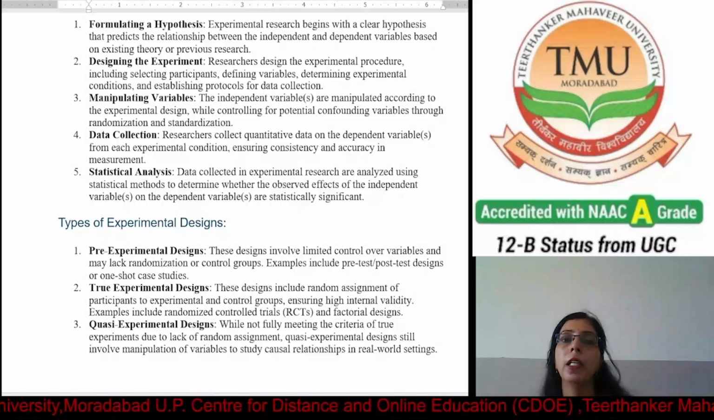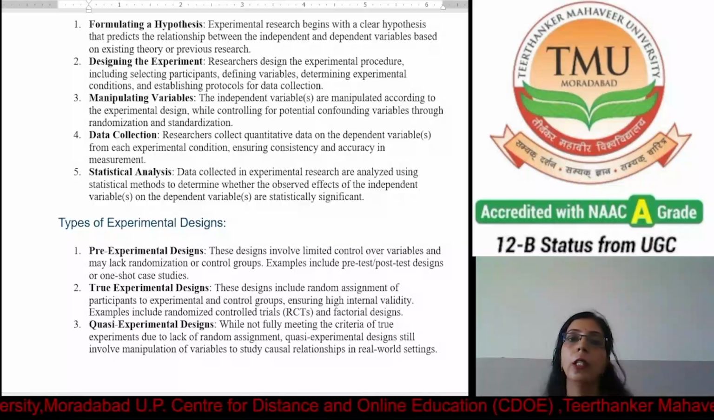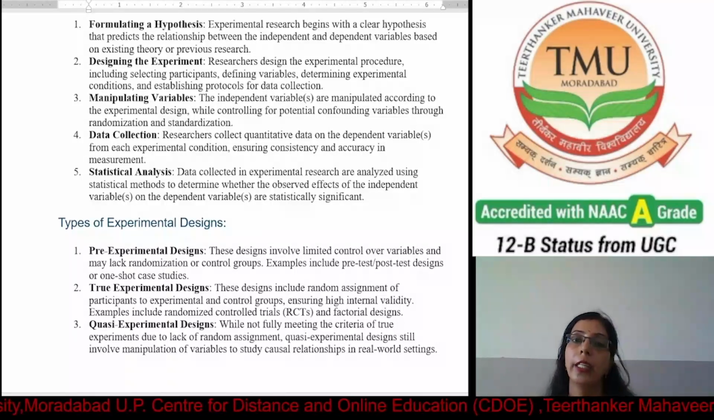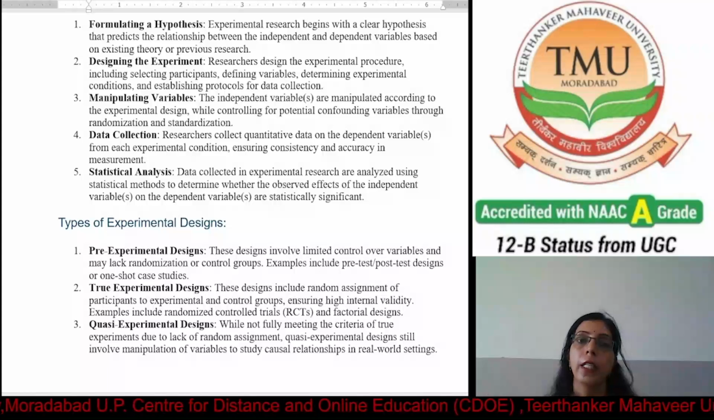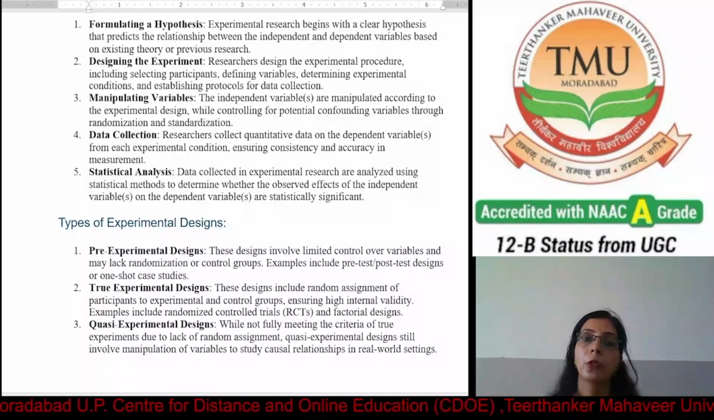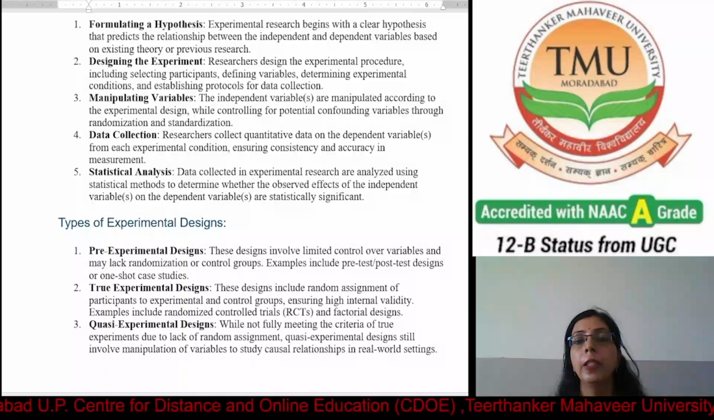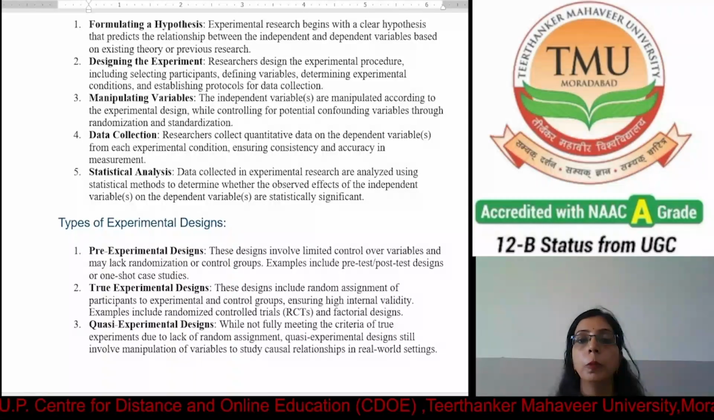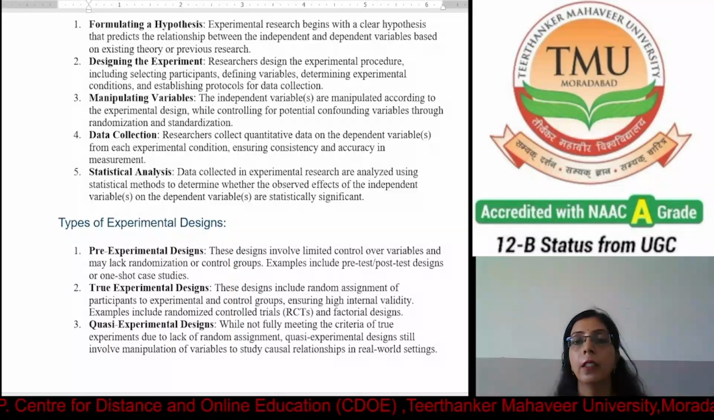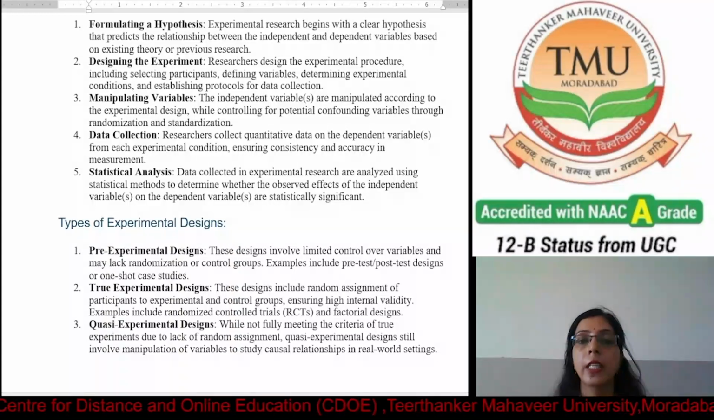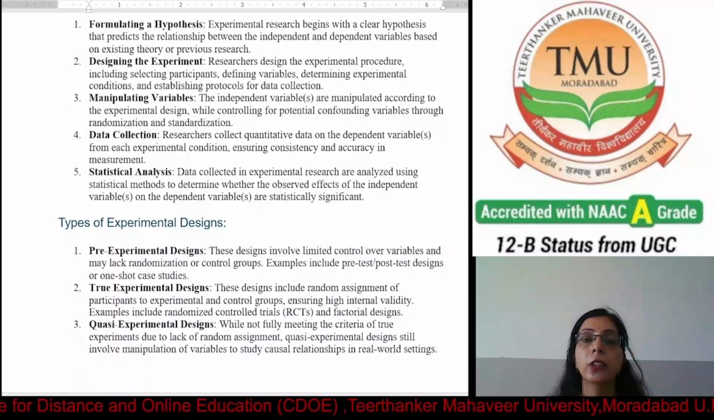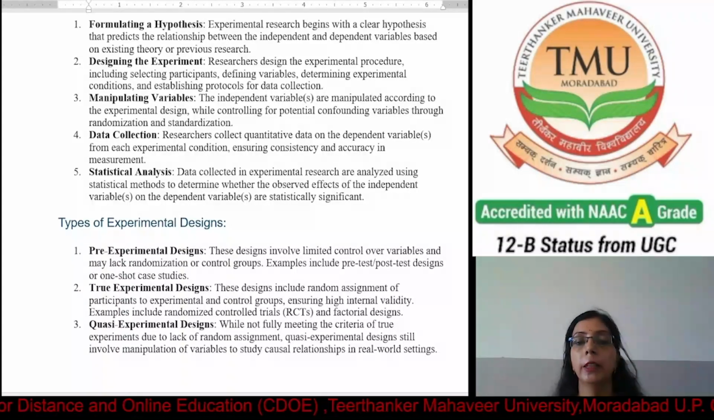So, experimental designs are classified on the basis of four criteria: assigning the subjects to the groups randomly, assigning the treatments to the groups randomly, equating the groups to the maximum extent with respect to various intervening variables, and having a post-test of all the groups involved in the experiment.